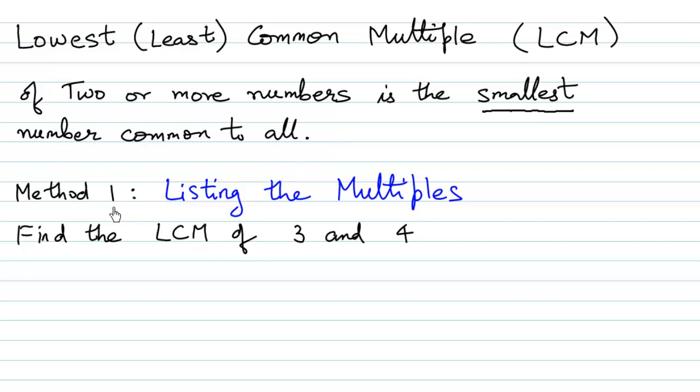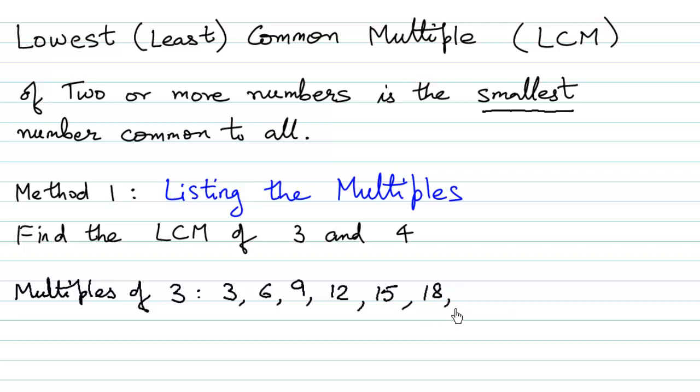The first method to find the LCM is by listing the multiples. For example, what is the LCM of 3 and 4? We are first going to write down the multiples of 3. So we have 3 1s are 3, 3 2s are 6, 3 3s are 9, 3 4s are 12, 3 5s are 15, 3 6s are 18, 3 7s are 21, 3 8s are 24, 3 9s are 27, 3 10s are 30, and so on.